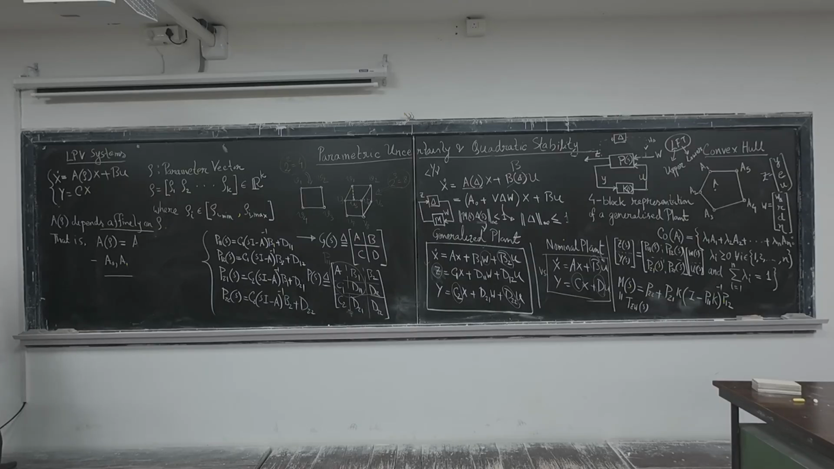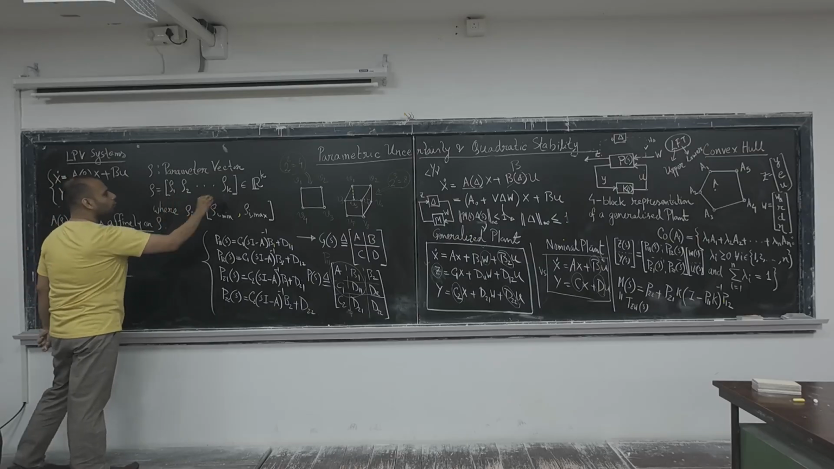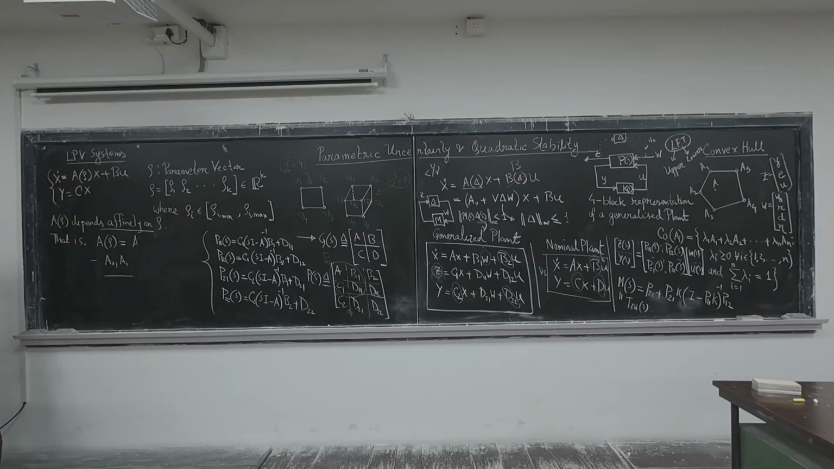Okay. Now you can ask, sir, if your A matrix depends upon certain factors, I mean the variables, rho 1, rho 2, rho k, then why are you saying that there can be other types of parametric uncertainties as well? Here we have two conditions under which this class of system, LPV, has been defined. Now what are they? First of all, the variation of the parameter is confined within a hyperrectangle, or in simple terms, a box.